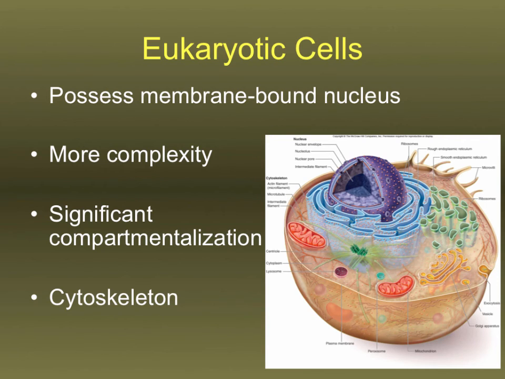Like I mentioned a second ago, eukaryotic cells do have a cytoskeleton. These are protein fibers and filaments that make up the internal structure of the cell and help to give it its shape and its support and do a variety of other things that we'll see here in a few minutes as well. Now, what about the term multicellularity?